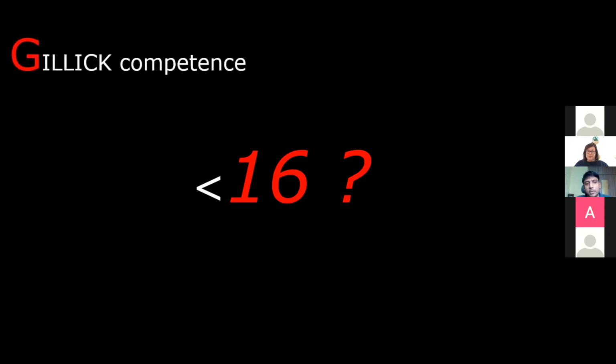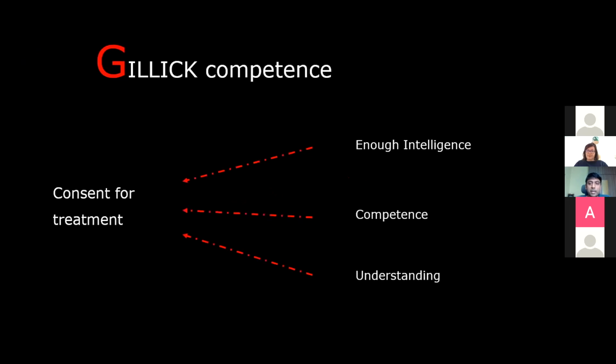So if we have someone below 16 and need to treat them, do we have any guidelines at all? We did briefly hear about the Gillick competence and the Fraser guidelines. Gillick competence is when a child has enough intelligence, competence, and understanding to consent for treatment. If they consent for treatment, then you can treat them even without their parental consent. But there are a few ifs and buts in the Gillick competence.